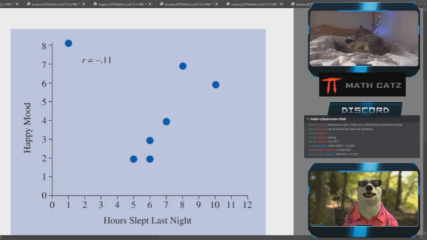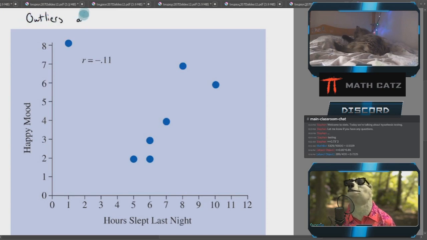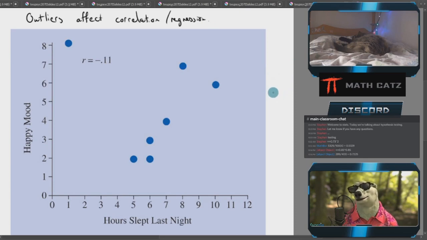Okay. So lastly, I want to just note that the presence of outliers can drastically affect my correlation results and my regression results as well. They're very much connected to each other, right? Regression is really a continuation of correlation. I establish a correlation, I then want to describe that correlation, and that's regression.